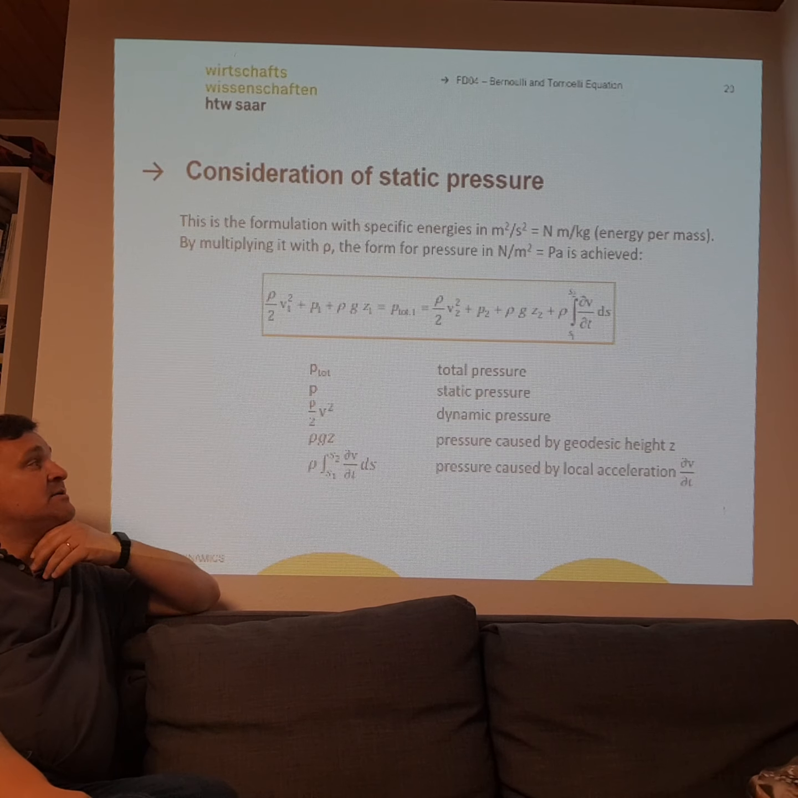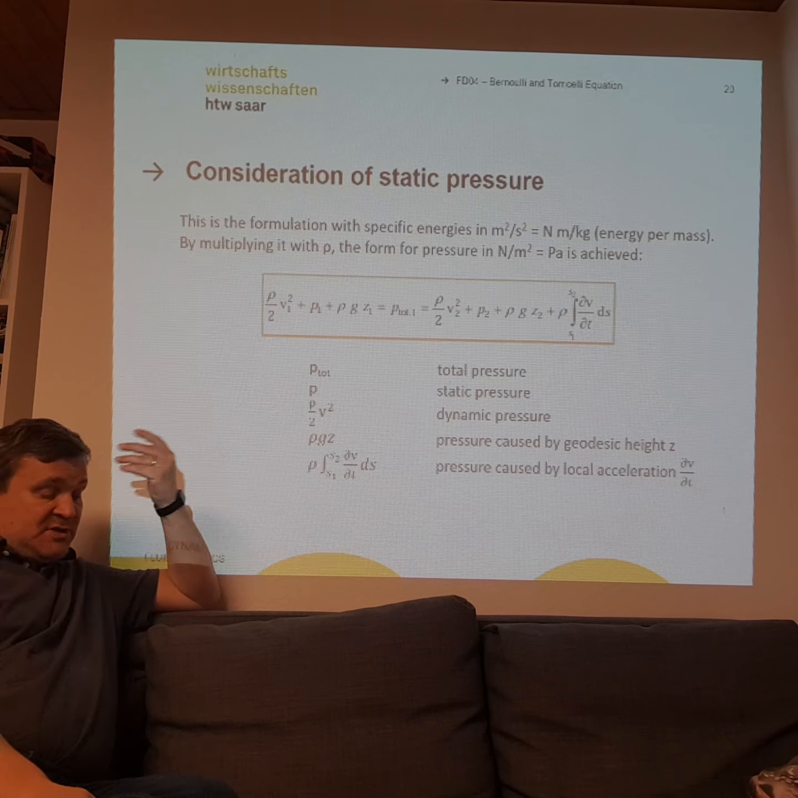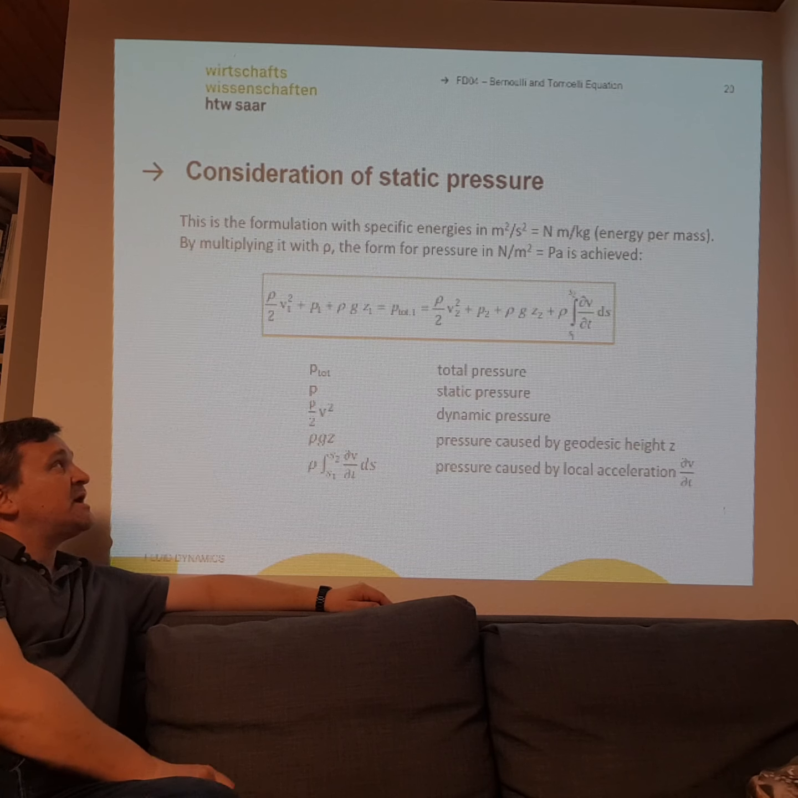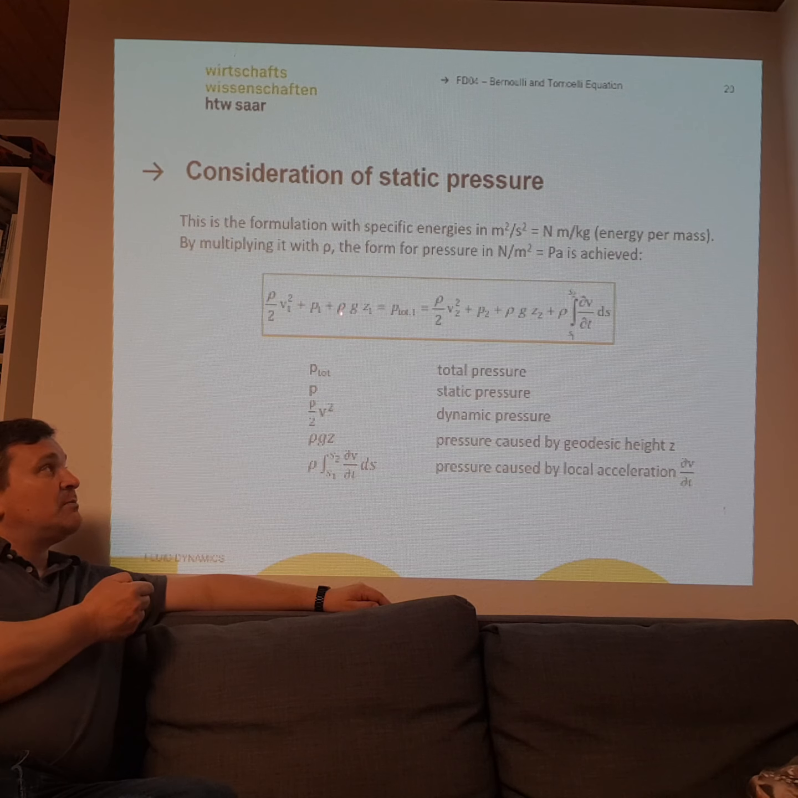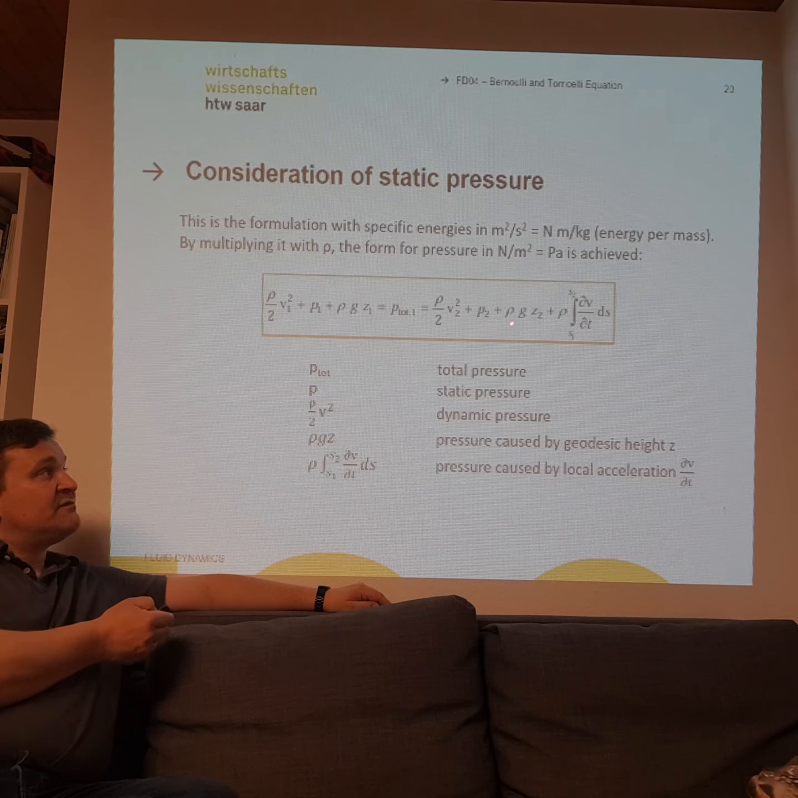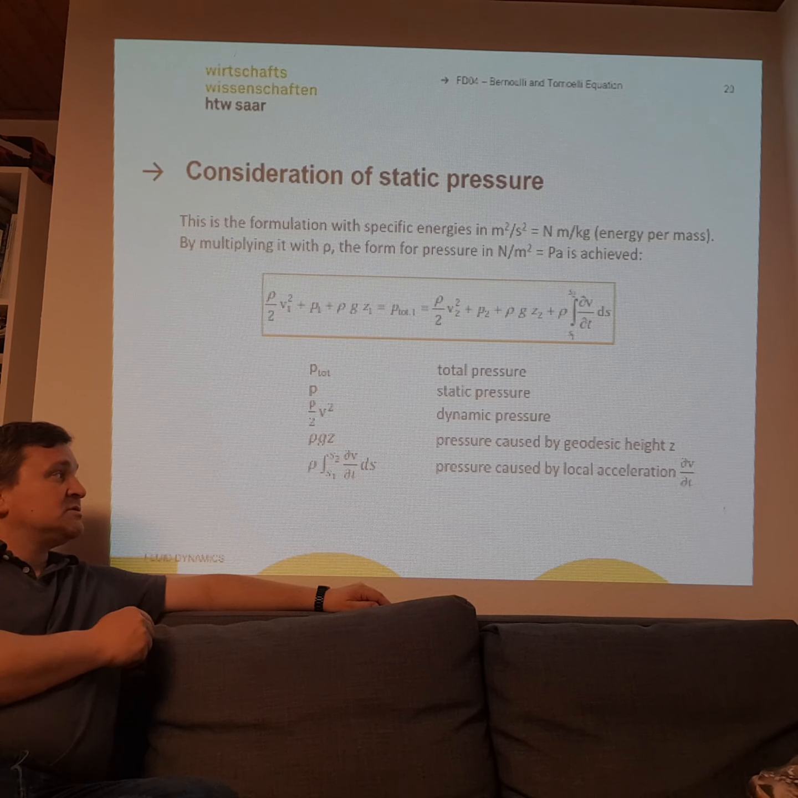Okay, so here again is a consideration of the static pressure, and I repeated a bit. Here again is the Bernoulli equation. You have your part of the velocity, you have your pressure part, you have your part of the height, and you can also have the same terms for the exit.